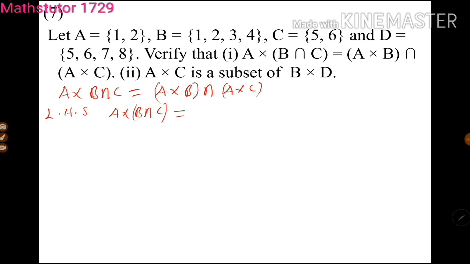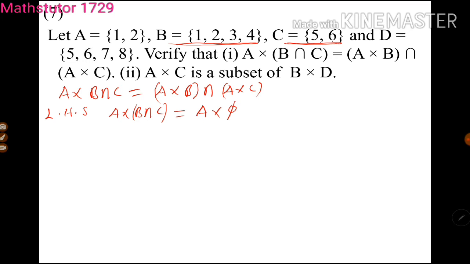Now B intersection C. First find the B intersection C. What is the B intersection C? The elements in B are 1, 2, 3, 4. The elements in C are 5, 6. But if you want to find the intersection, we have to take the common elements. But B and C have no common elements here. So what happened? B intersection C is the empty set. There are no common elements.